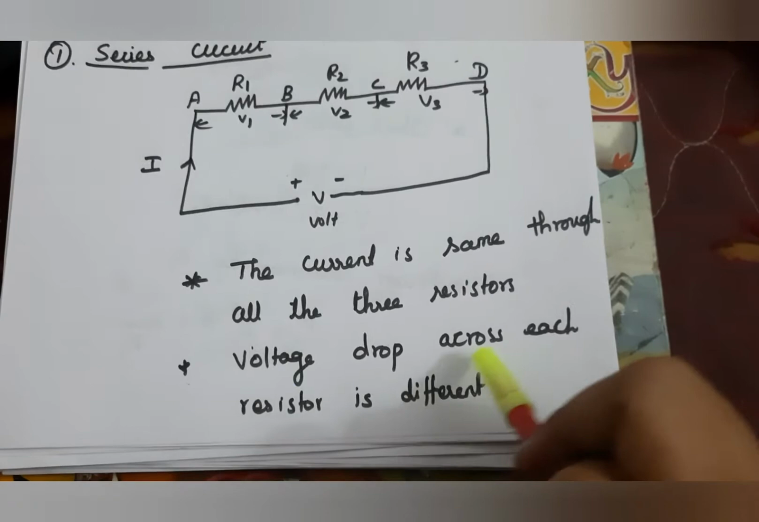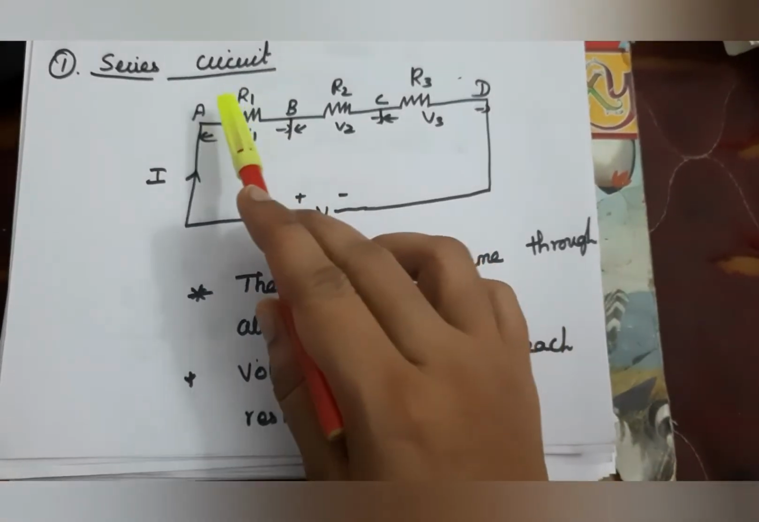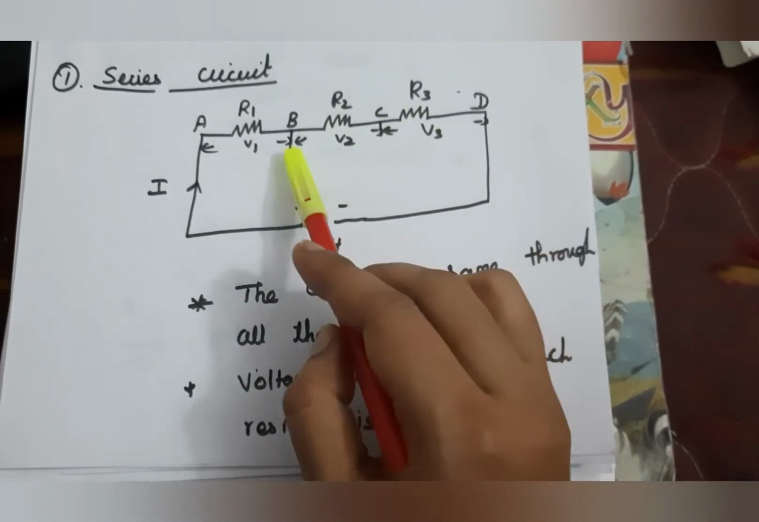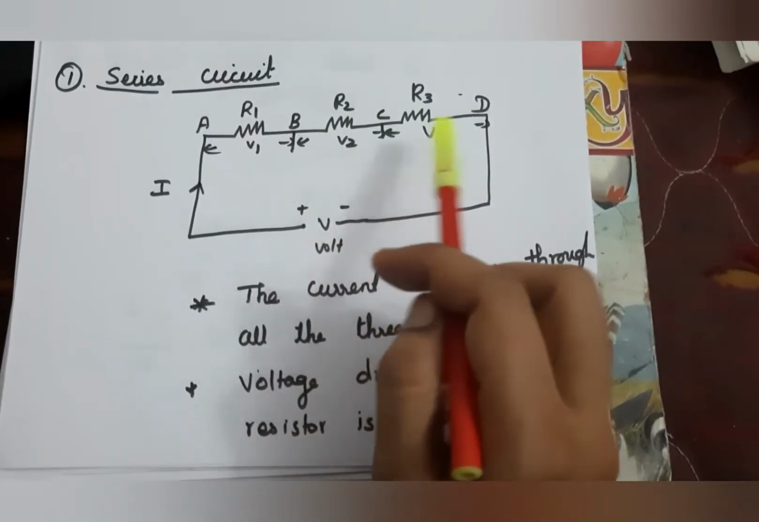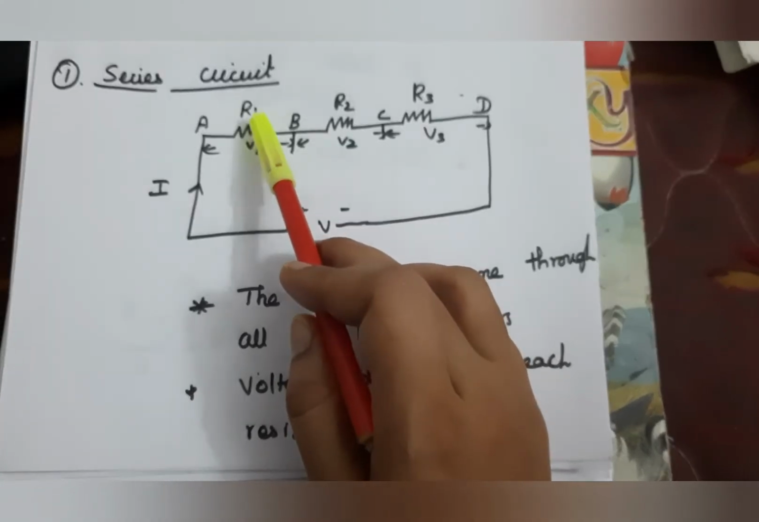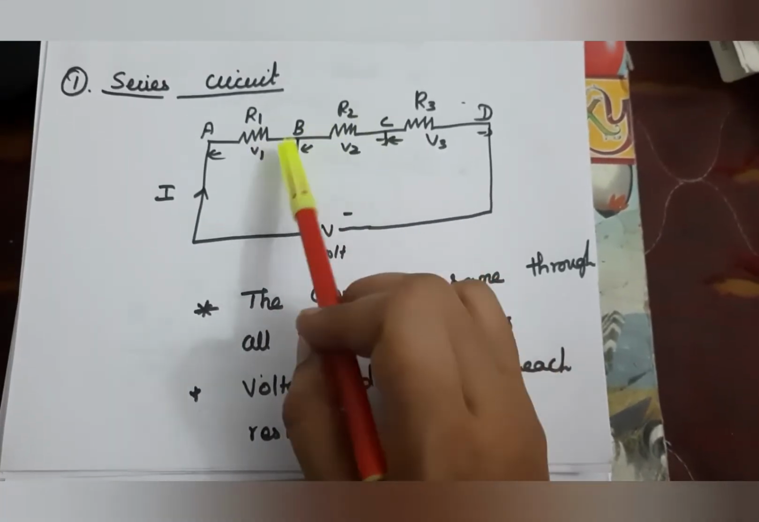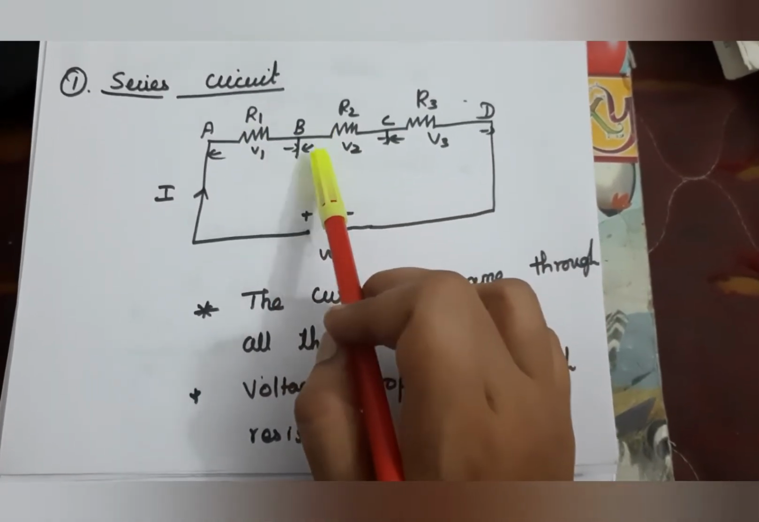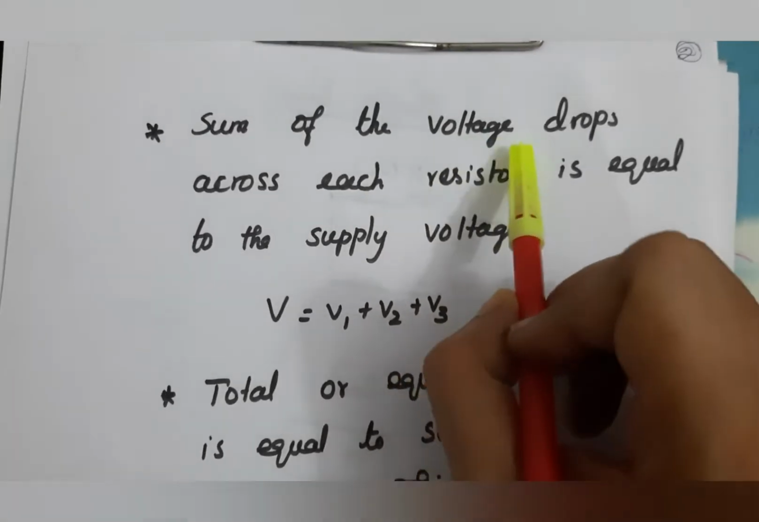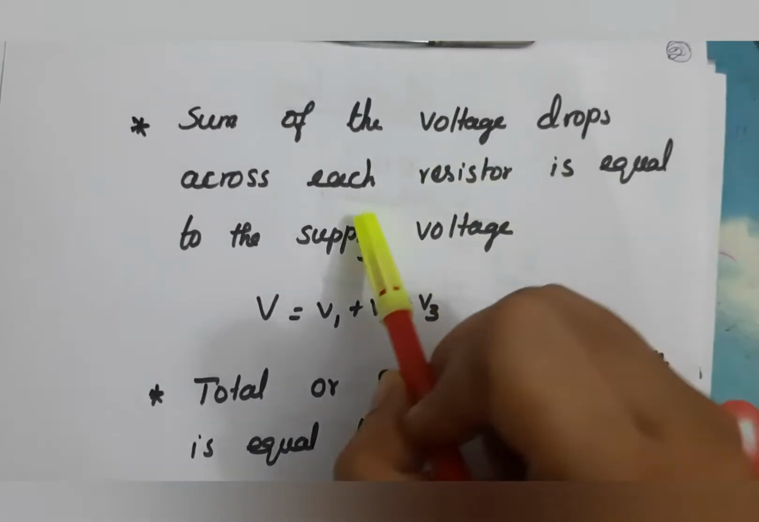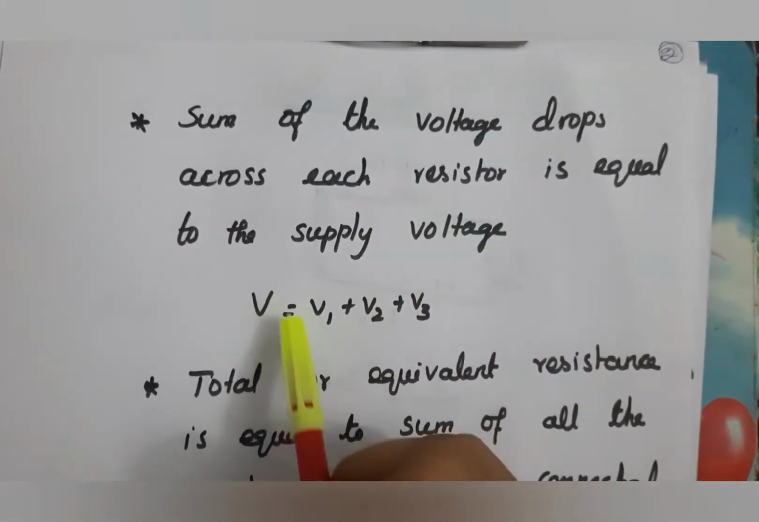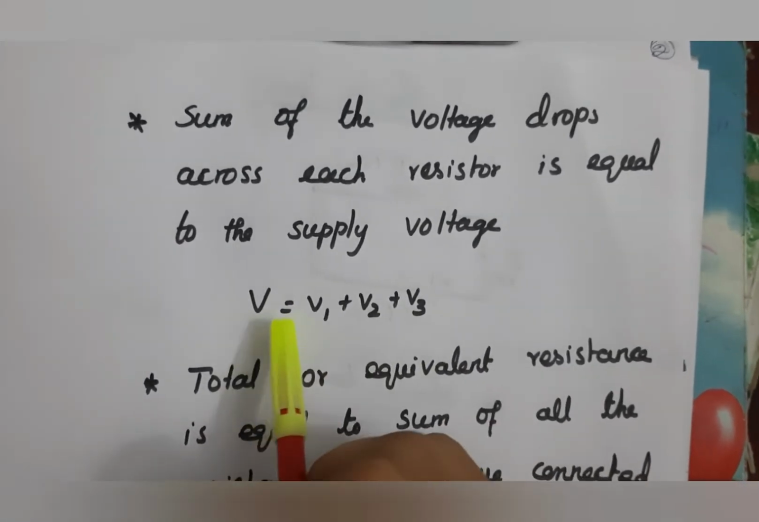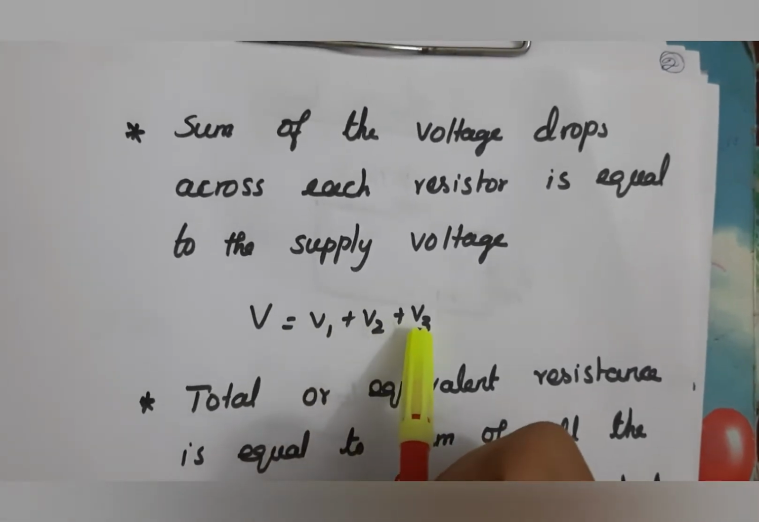But the voltage drop across each resistor is different. Due to the different resistance values, the voltage drops across R1, R2, R3 have different values, because R1 may be one value and R2 another. So the sum of the voltage drops across each resistor is equal to the supply voltage. So V is equal to the voltage drop across resistor 1, resistor 2 and resistor 3. So V is equal to V1 plus V2 plus V3.